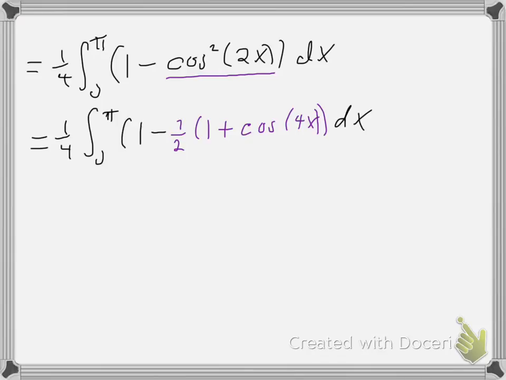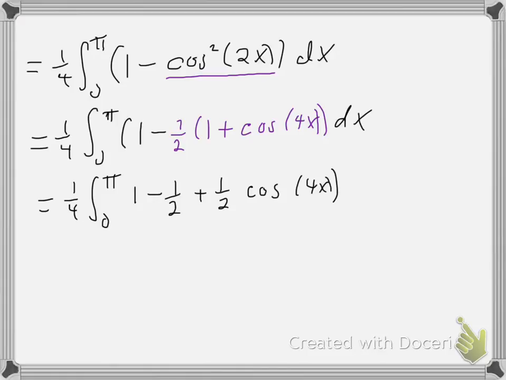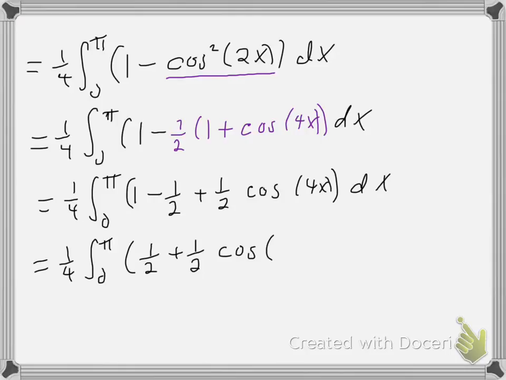So now what we can say is that we have 1/4 the integral from 0 to pi of 1 minus 1/2 plus 1/2 the cosine of 4x, which is going to be 1/4 the integral between 0 and pi of 1/2 plus 1/2 cosine of 4x dx.